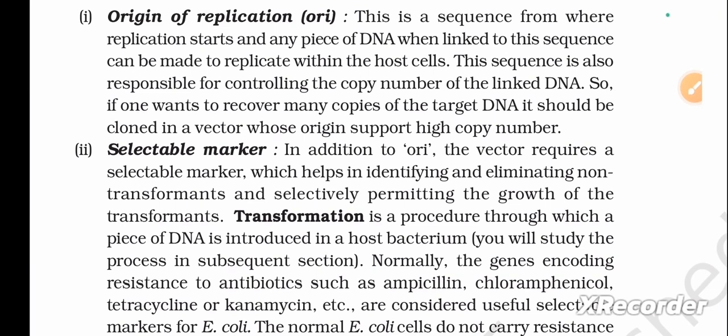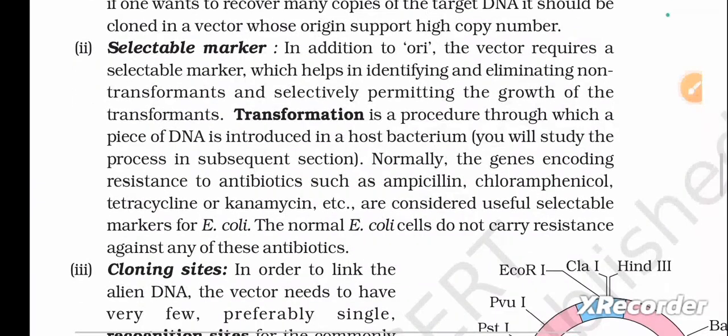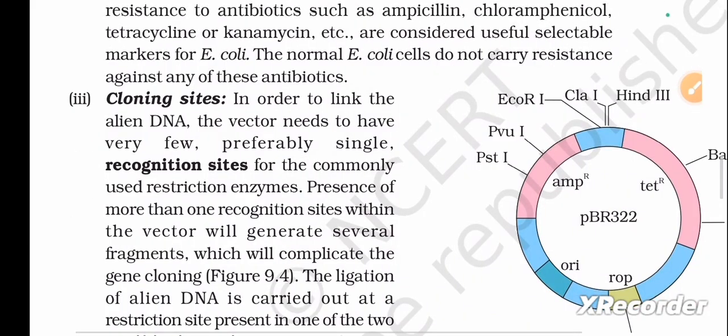Transformation is a procedure through which a piece of DNA is introduced in a host bacterium. You will study the process in subsequent sections. Normally, the genes encoding resistance to antibiotics such as ampicillin, chloramphenicol, tetracycline, or kanamycin, etc., are considered useful selectable markers for E. coli. The normal E. coli cells do not carry resistance against any of these antibiotics.